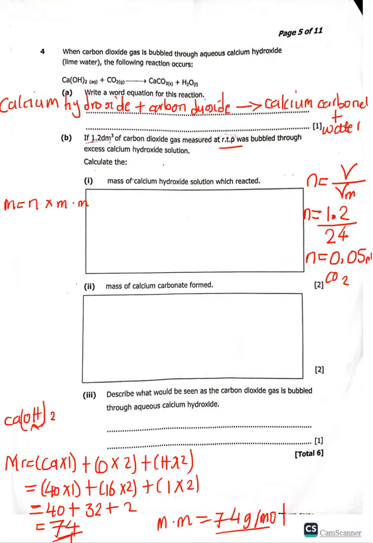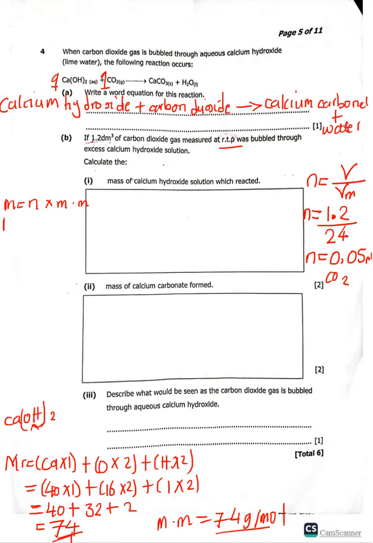Okay, now let's go back to our chemical equation. So we can see that there is 1 in front of calcium hydroxide. There is also 1 in front of carbon dioxide. So since these two substances have the same mole ratio, the number of moles will be equal. So 0.05 moles of carbon dioxide is equal to 0.05 moles of calcium hydroxide, since they have the same mole ratio. So we can now proceed with our final answer.